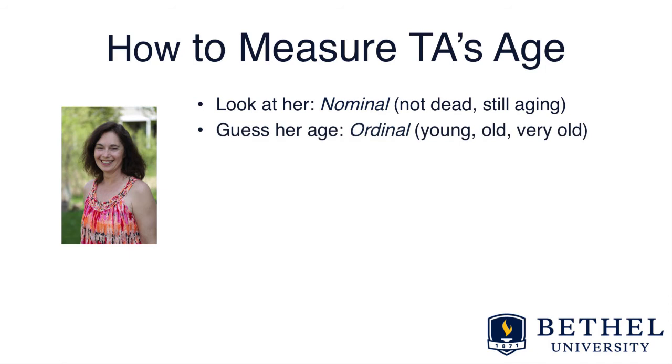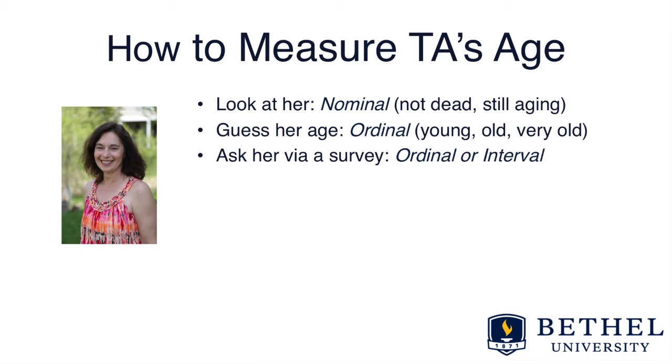You can guess at her age. You can use an ordinal scale, and you can say, all right, she's young, or she's old, or she's very old. And that would be using an ordinal scale. You could ask her via a survey using either an ordinal or interval scale. You could say, is your age above or below 40? Is your age above or below 50? Is your age above or below 60? That would be using an ordinal scale.